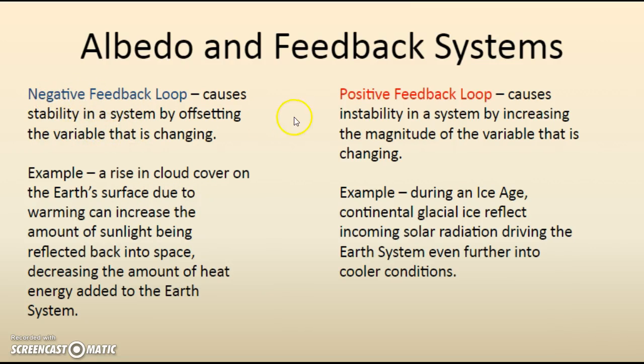It's a stabilizer. Where a positive feedback loop, this causes instability in a system by increasing the magnitude of the variable that is changing. For example, during an ice age, continental glacial ice reflects incoming solar radiation, driving the Earth system to even further cooler conditions. So a positive feedback doesn't mean it has a positive outcome. It's simply amplifying the variable that's changing. Whereas a negative feedback doesn't have a negative effect. It actually is a good thing because it balances or stabilizes the system.